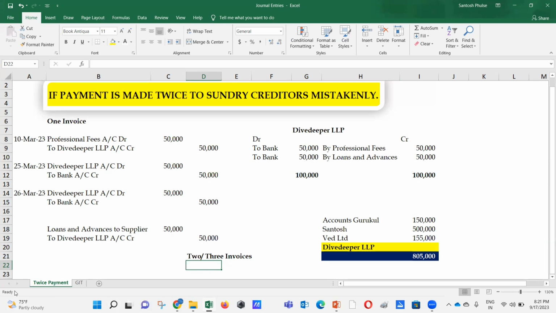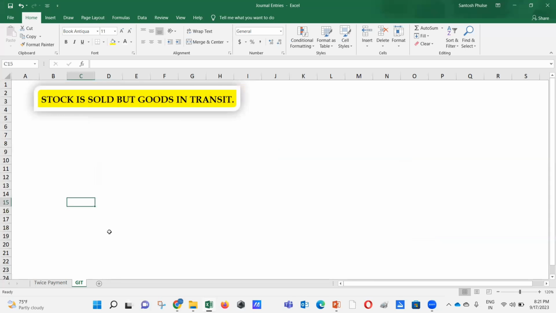Now the next is going to be from the JIT: stock is sold but goods in transit. Then how are you going to take the impact in the books? So what are all the options we have? Before discussing stock sold but goods in transit, you have to just recollect or revise your memories related to Accounting Standard 9 for revenue recognition. When you are going to do the revenue recognition in the books, from that standpoint, you have to think how the entries are going to be.